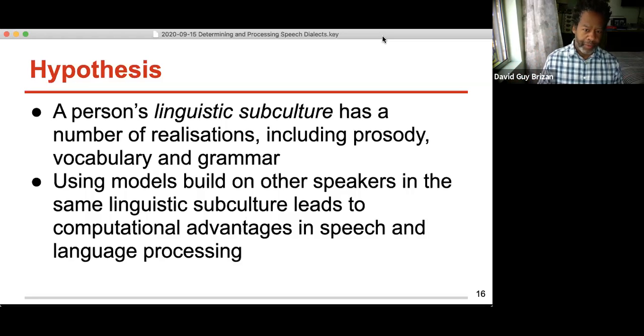My argument is, great, you can identify someone's linguistic subculture. Great parlor trick, right? It's not just that. I want to say that using someone's linguistic subculture, determining it, and then using a model built on that subculture, maybe we can realize some sort of computational advantage in speech and language processing. Maybe if we did that, my speech system would understand Trinidadian English.